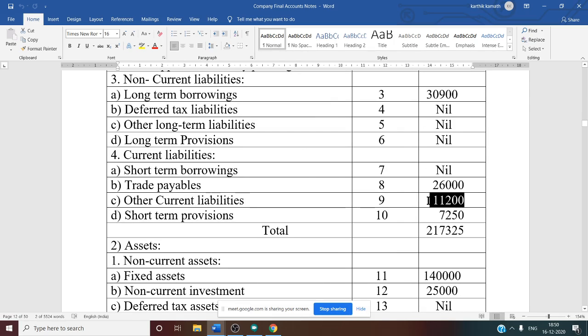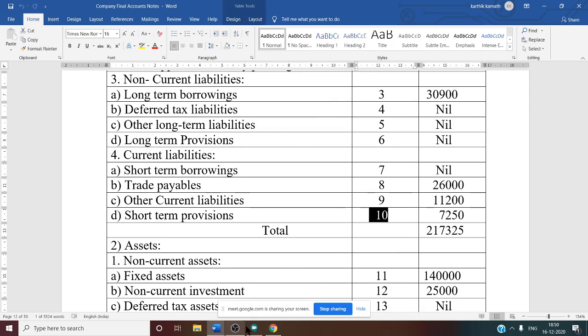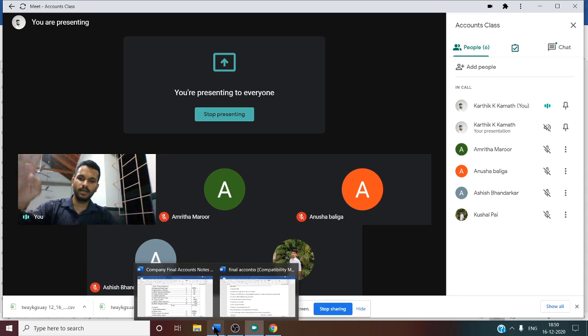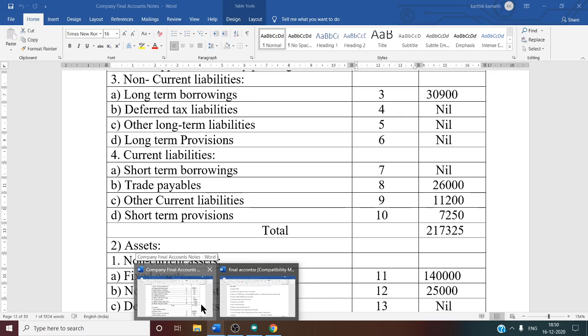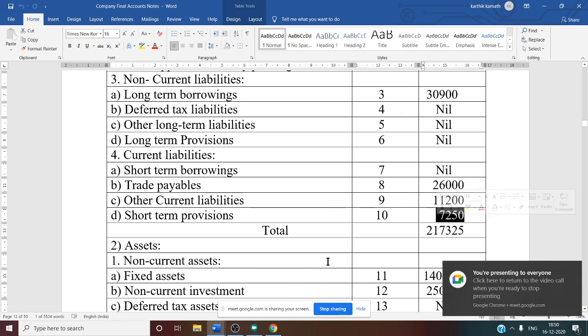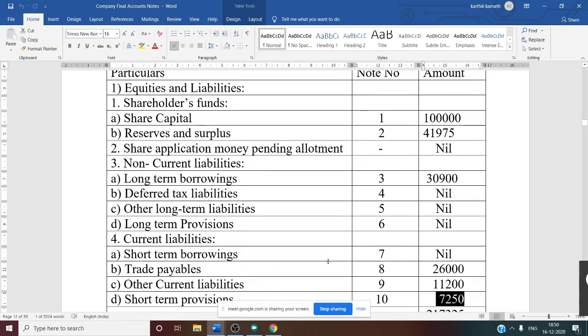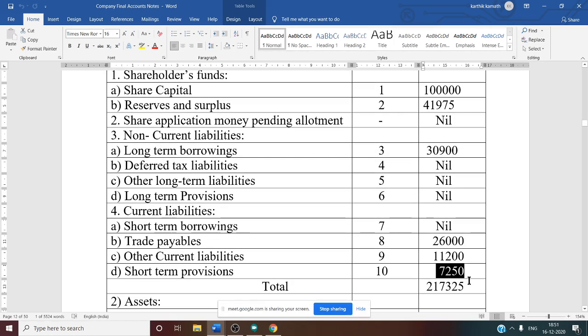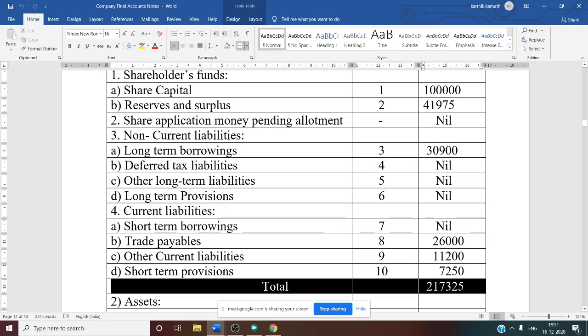See this. Now short-term provision. In short-term provision, we know there are two things. One is tax provision and one more thing is corporate dividend tax. So both answers we want: 5,000 plus 2,250. So the final answer is 7,250, or else you can see the working note calculation. So for the final liability side total, working notes number 1 to 10, the total we want, add all this amount column, and we will get the final total, that is 2,17,325. So now we got the liability side total till working note number 10.